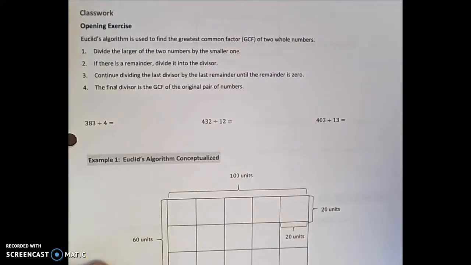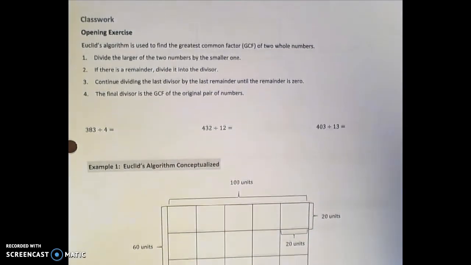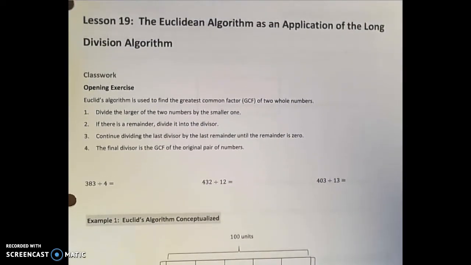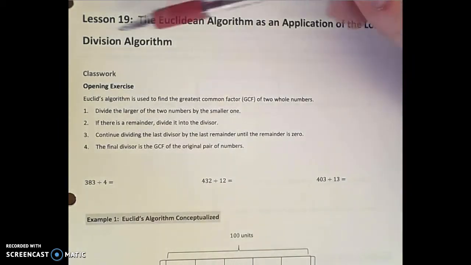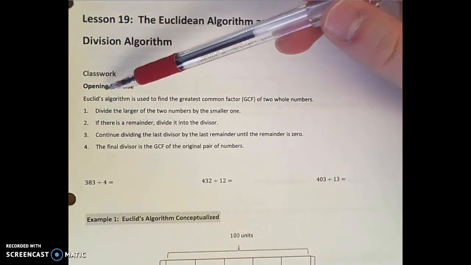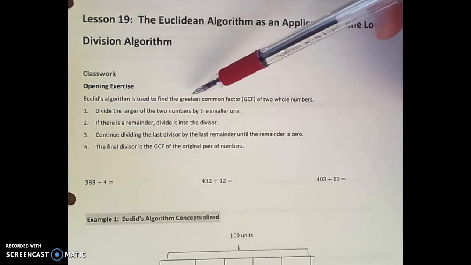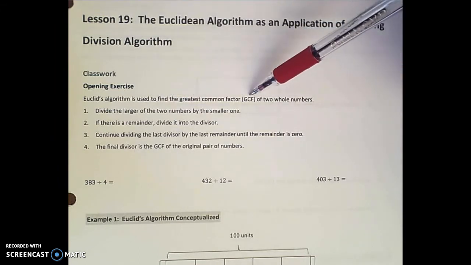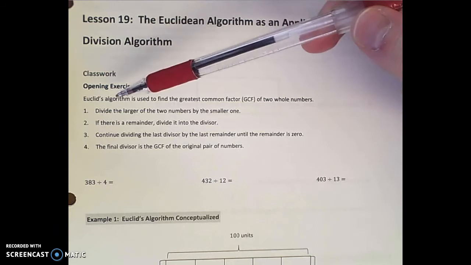Okay, so today we're going to be taking a look at Lesson 19, the Euclidean algorithm as an application of the long division algorithm. So our opening exercise here for the classwork: Euclid's algorithm is used to find the greatest common factor, or GCF, of two whole numbers.